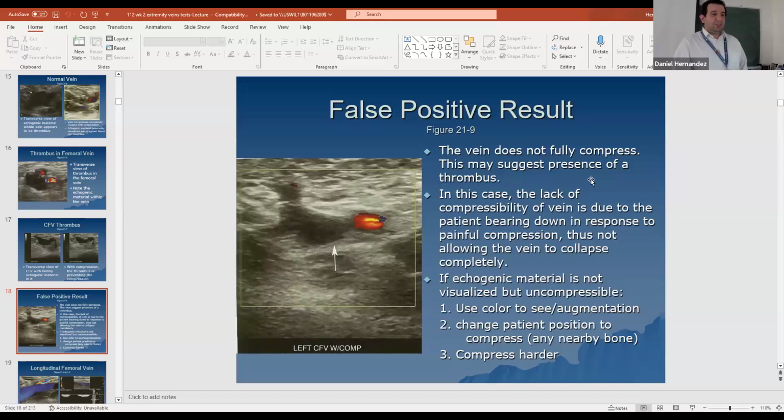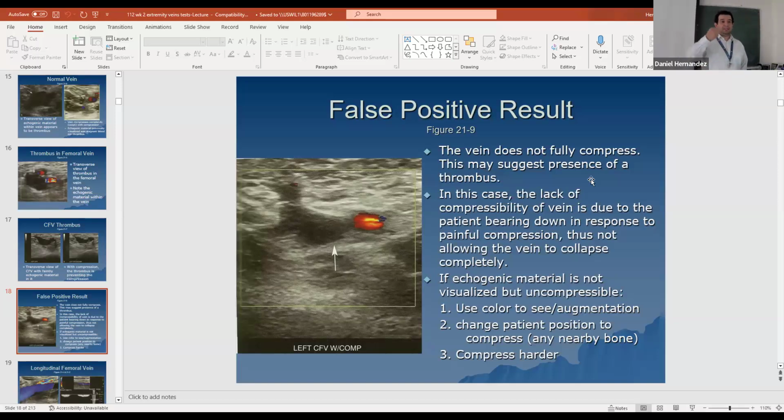When we're doing compressions, you have to be careful of false positive results. Make sure that you apply enough pressure to completely coapt that vein, compressing it all the way down. Particularly when we're in the groin doing the common femoral, there's the inguinal ligament there, so it can be a little bit tricky to compress the vessel fully, particularly if the patient is in a good deal of pain. They're going to be pushing back on you, which might make it more challenging.